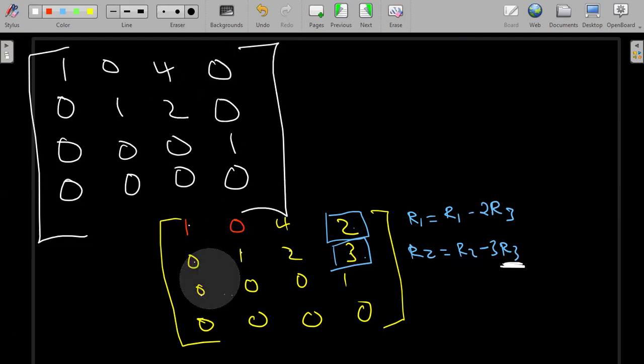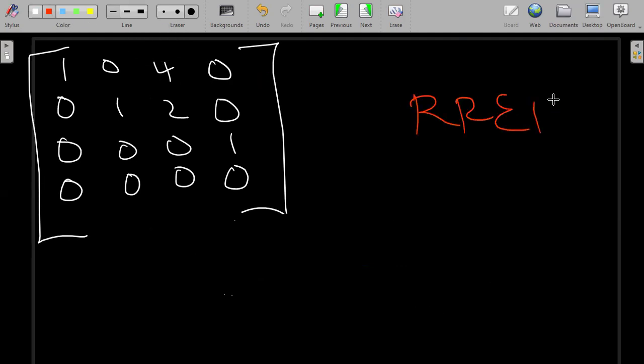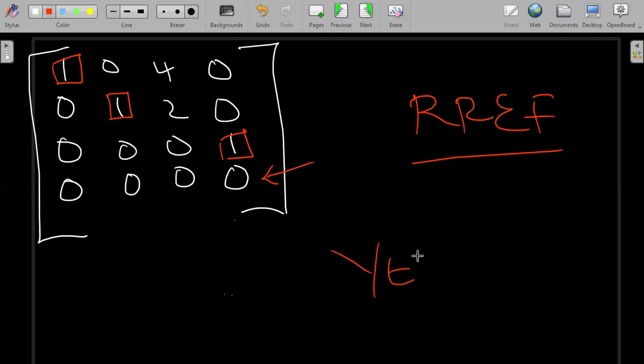So you ask yourself now, is that matrix obeying all the conditions for reduced row echelon form? We see that all the pivots are 1. And in each column where we have a pivot, only the pivot is non-zero, the rest are zeros. And also the zero row is at the bottom. So it means this one, yes, is in reduced row echelon form.